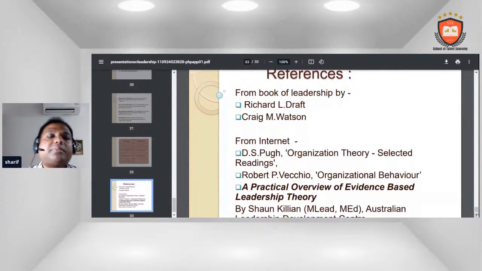These are the different aspects of leadership, and this is the reference. So when we focus on these leadership aspects in an effective way, at that time we can make effective decisions, which is very important for us.